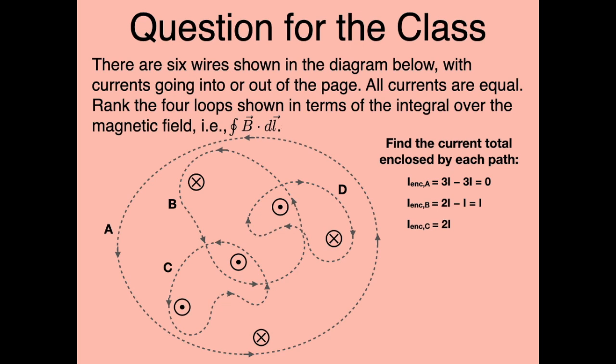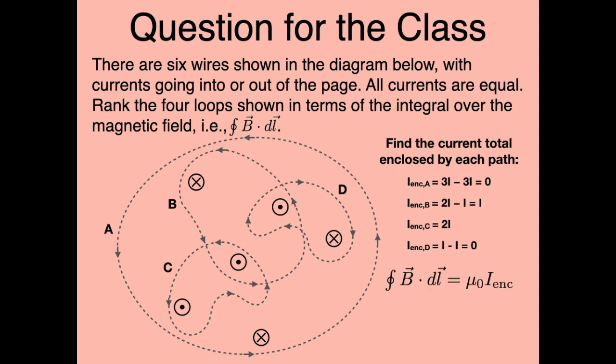Finally, we'll move on to path D. You'll see that that one in the diagram is enclosing 2 wires. One of them is a current going out of the page, the other has a current going into the page. So as we saw earlier, those 2 cancel each other out and you just get 0.